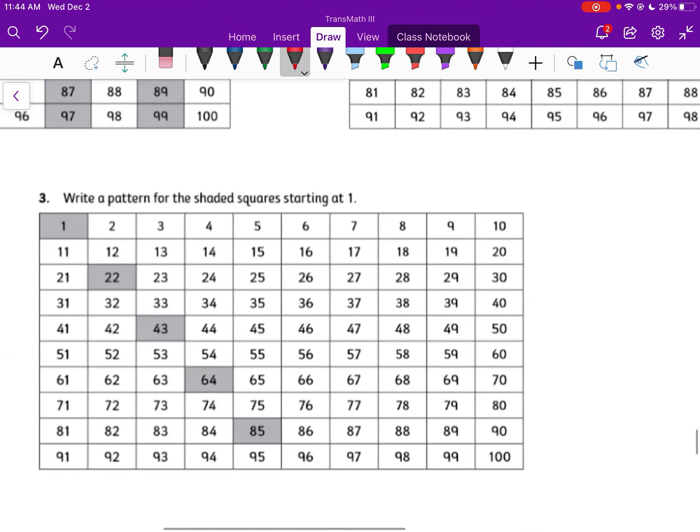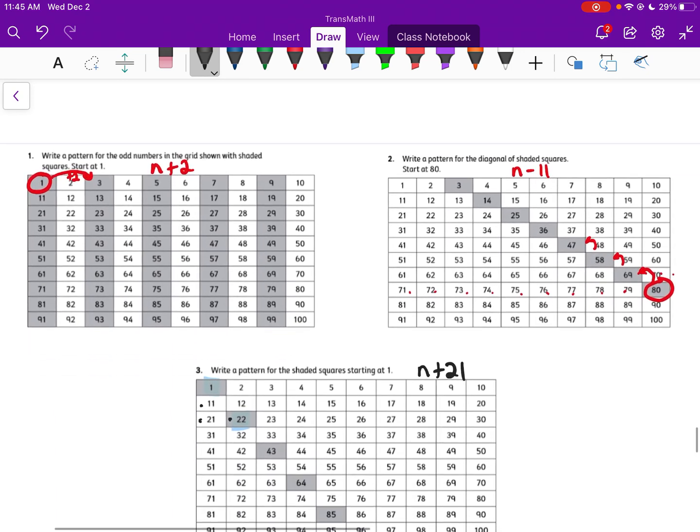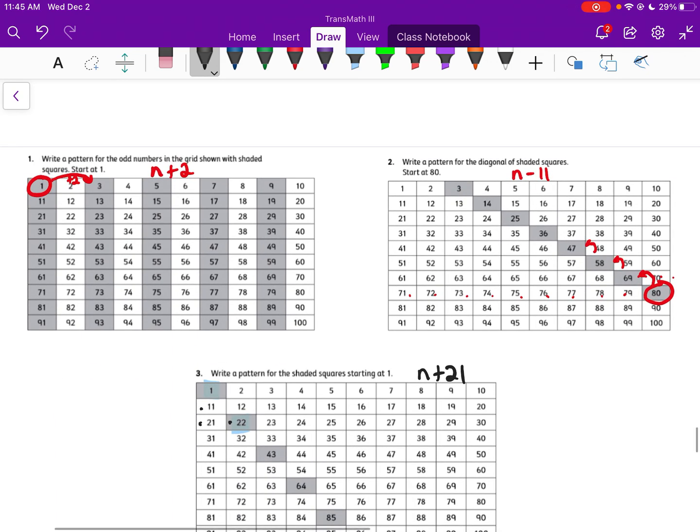All right, for the third one, write a pattern for the shaded squares starting at 1. Here's our starting point. How are we going to get from 1 to 22? Instead of adding one number at a time, I'm going to use the idea that if I add 10, I get to 11. Add 20, that gets me to 21. So plus 10, plus 20, plus 21 to get 22. In this case, the pattern is n plus 21. Because 10, 20, 21. That is how we find a pattern given a 100 square grid.